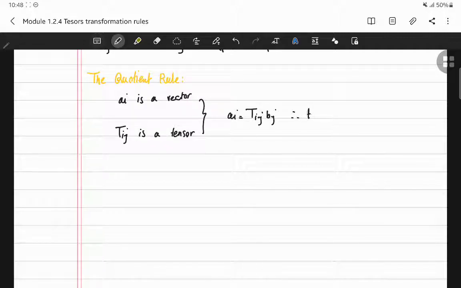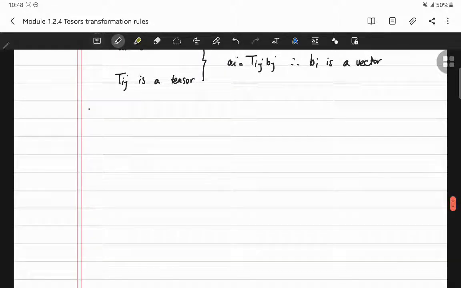So then B_i is a vector. So B_i is a vector, or B_j is a vector. We wrote B_j because we wanted i to be a free index, but overall B_j or B_i doesn't make any difference. B, whatever subscript you put here, is a vector. And to prove this, so proof.